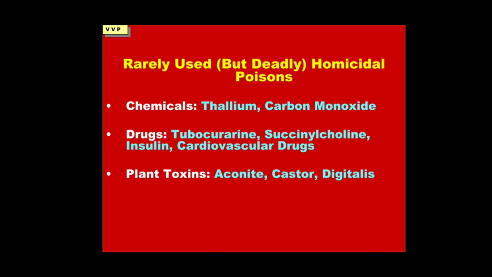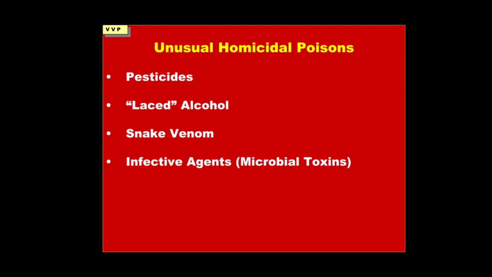So also drugs like tubercularine, succinylcholine, insulin, various cardiovascular drugs, and plant toxins like aconite, castor, digitalis. The common man may not associate some of these chemicals or toxins with the potential to be used as a homicidal agent. Finally, we have unusual homicidal poisons, where you hardly ever think of these substances or chemicals in a homicidal situation, and yet they have been employed in murders in the past.